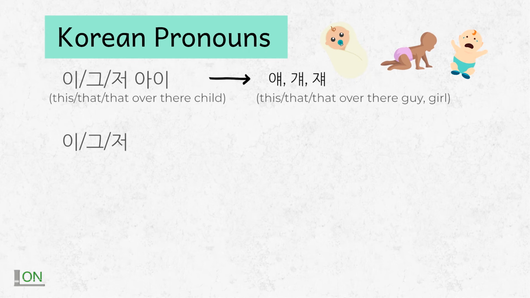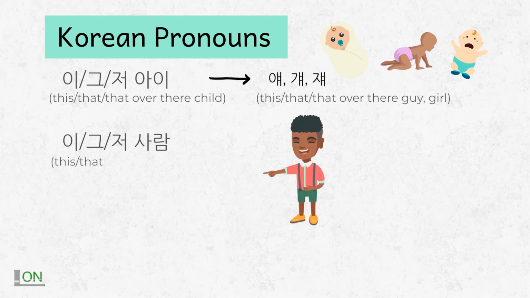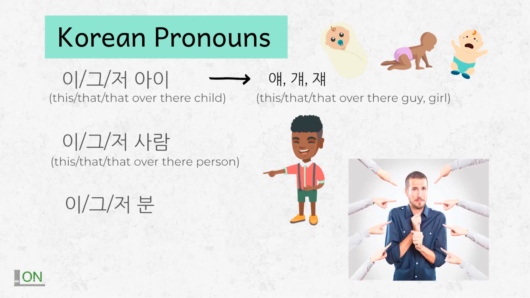이, 그, 저, 사람. This, that, that over there person. 사람 means person. 이, 그, 저, 분. It's very formal. This, that, that over there person. 분 means a person, but very formally.